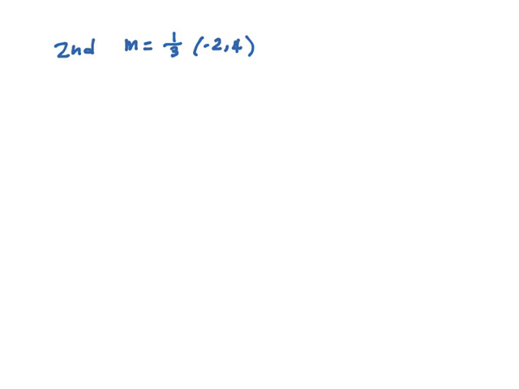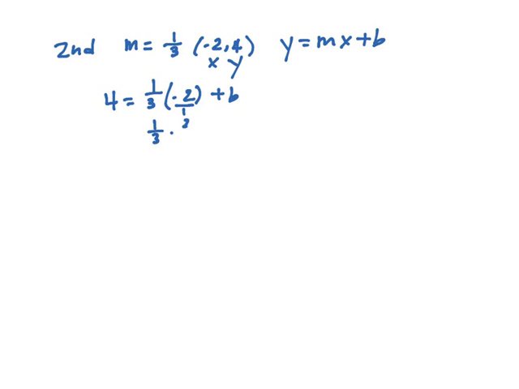Okay. I need to put this into slope-intercept form. Okay, and here's my x and here's my y. So we have 4 equals 1/3 times negative 2 plus b. And then we can actually write this as an equation, so it becomes 1/3 times negative 2 over 1. So that is negative 2 over 3, okay, plus b equals 4. I'm going to add 2/3 to both sides.